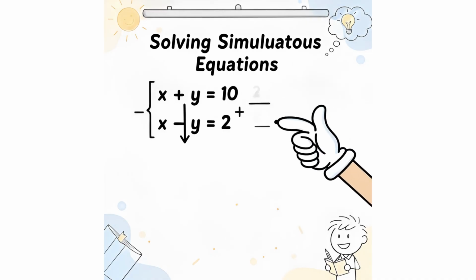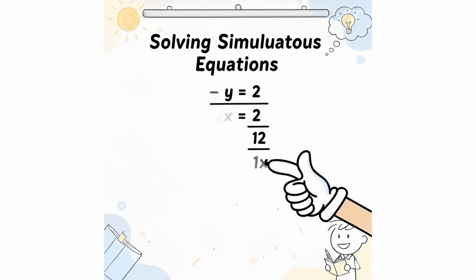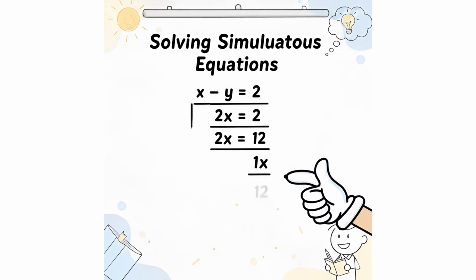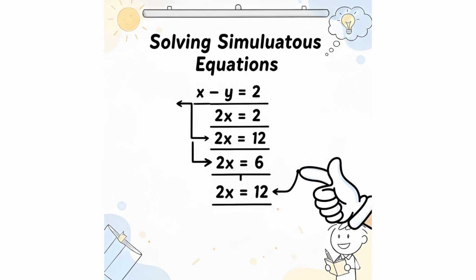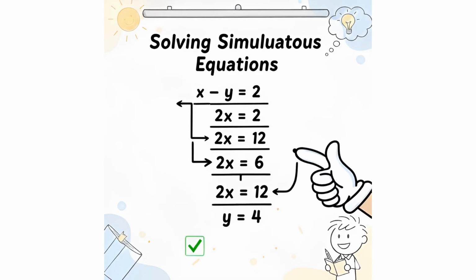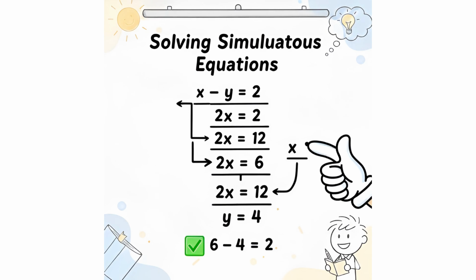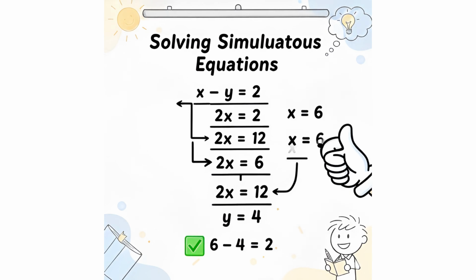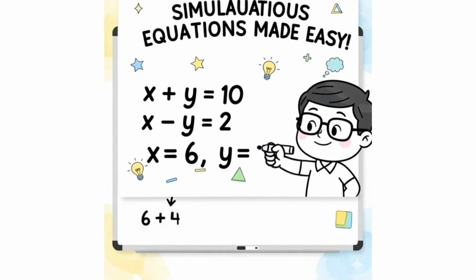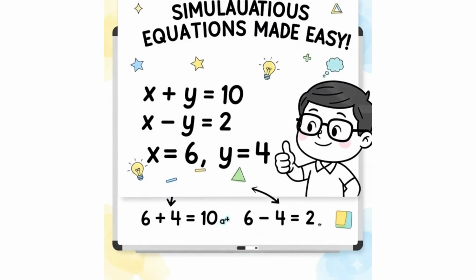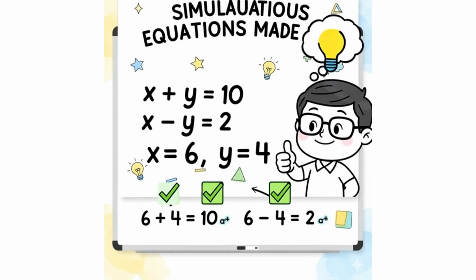We can also confirm this using the elimination method by adding the two original equations, which removes y and gives 2x equals 12, so x equals 6, and substituting back again gives y equals 4. Finally, we check our answers. 6 plus 4 equals 10 and 6 minus 4 equals 2, so the solution is correct.